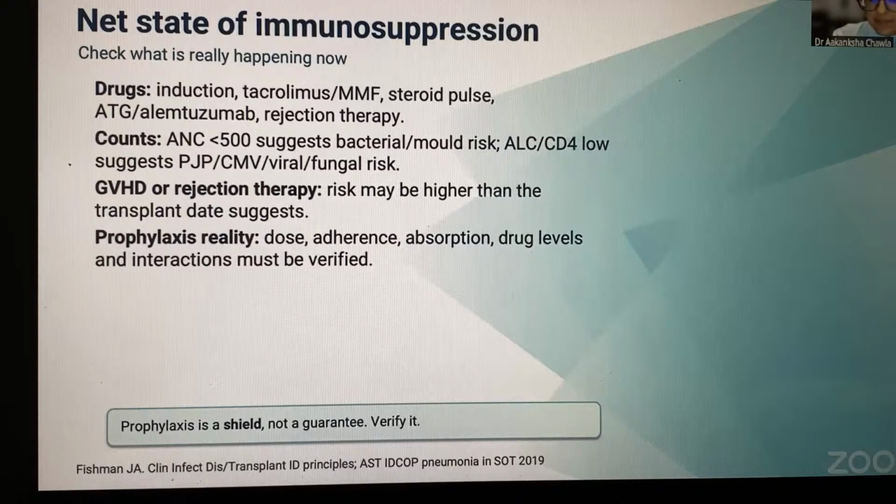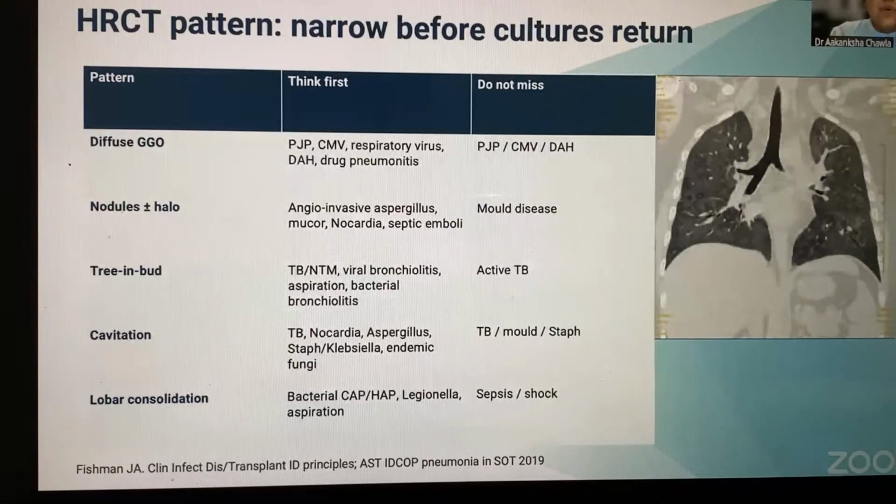So all of this needs to be kept in mind, and the net state of immunosuppression should be kept in mind. One of the most important investigations after understanding the basic presentation, the defect, is the HRCT tests that we do for these patients. And the common patterns that we see on CT chest, beginning with diffuse ground glass, which is seen in Pneumocystis jirovecii, CMV, respiratory virus, even in diffuse alveolar hemorrhage or even drug pneumonitis.